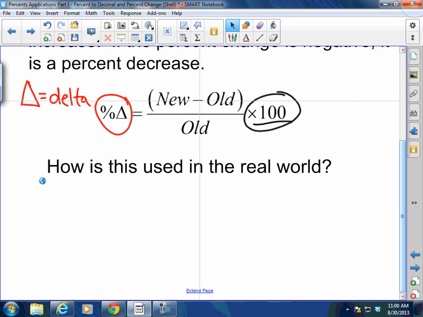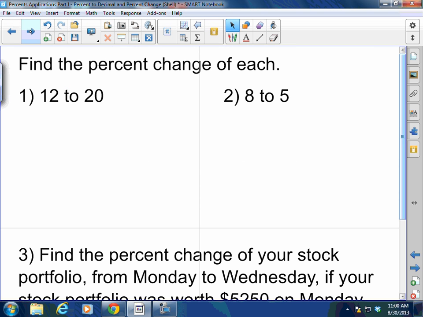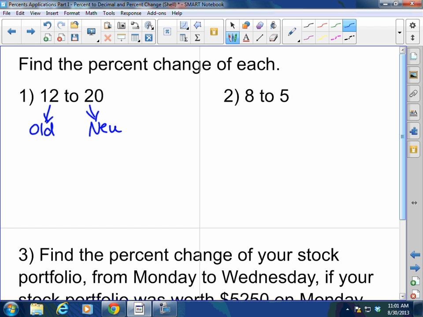Now, how do we figure this out? Well, let's take a look here. Let's do some examples. Find the percent change of each. Okay, I always like to label things, so my new value is the last value, right? So this is the old value or the original, and this is the new value. And the formula for percent change is new value minus old value divided by old value times 100.